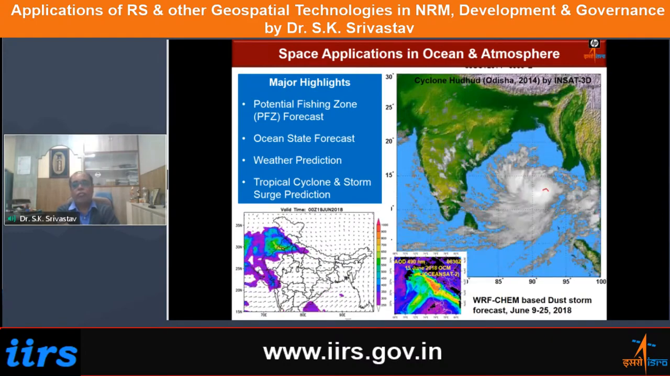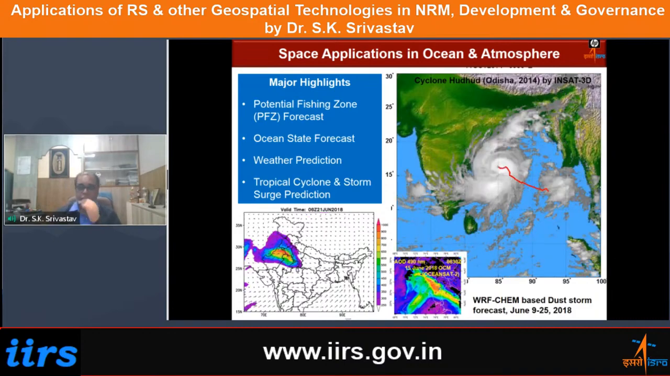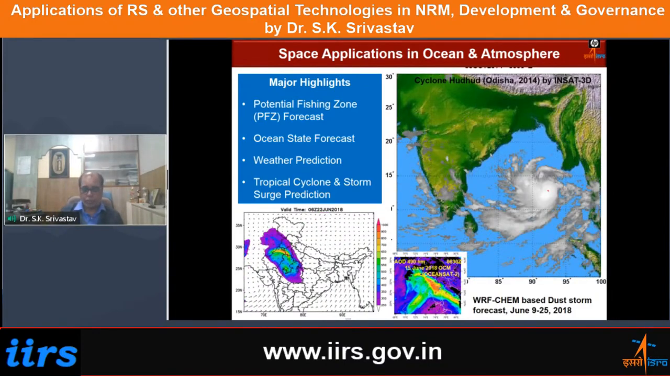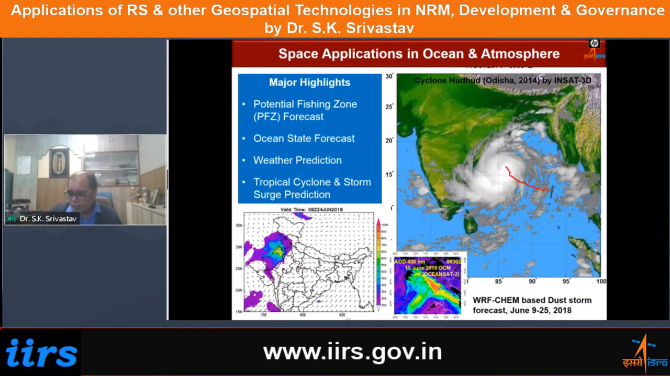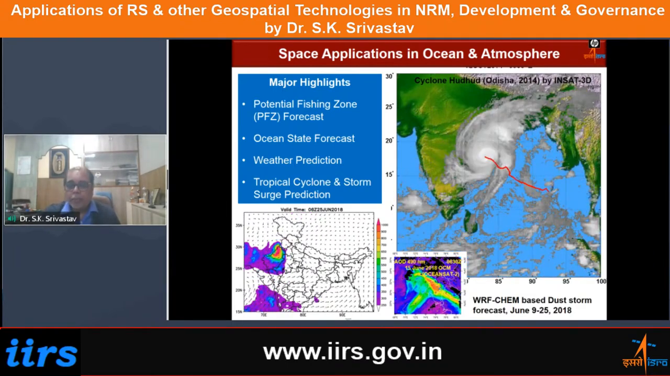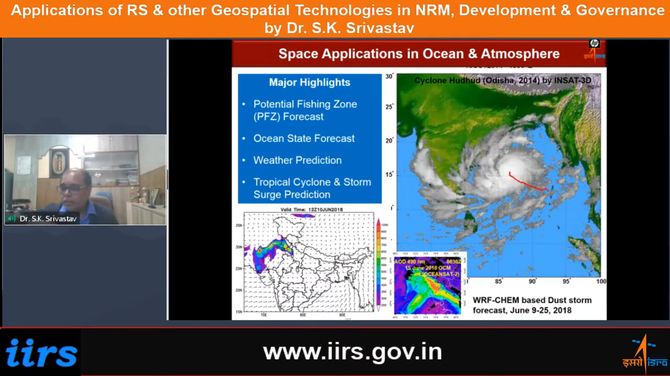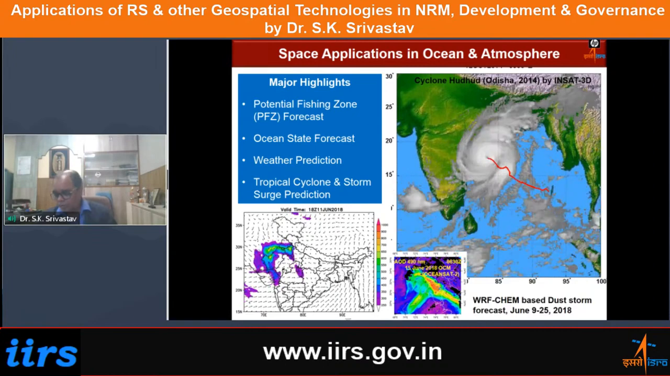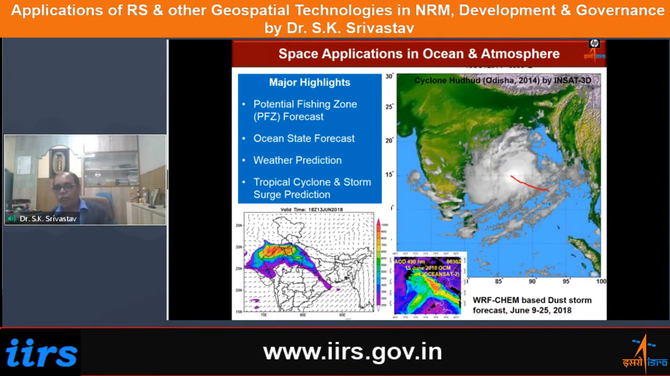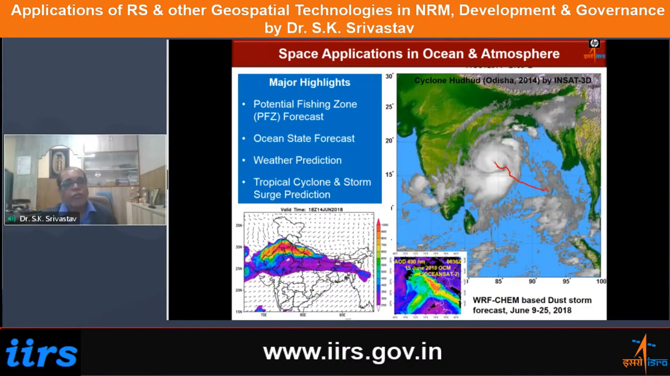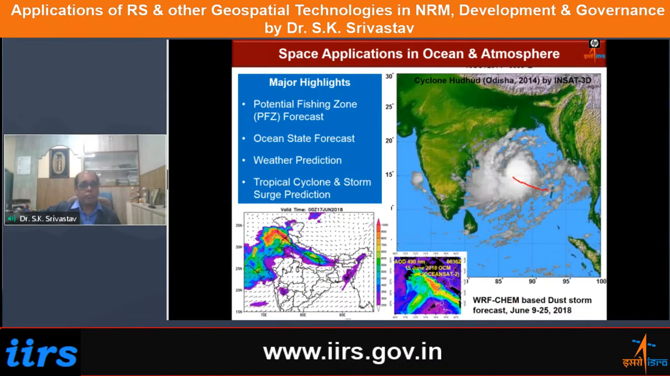Let me also tell you that the agency for weather prediction is the India Meteorological Department. They use essentially the weather satellite data, and they use different models for giving you the information about the weather and also the weather forecast. The weather forecast is generated essentially with models.